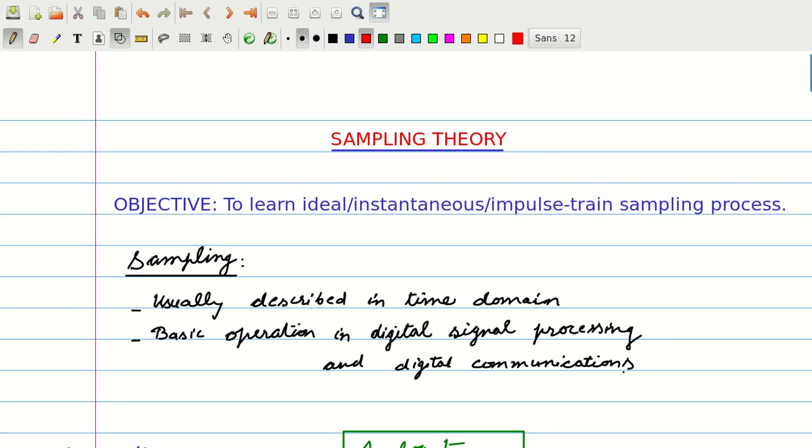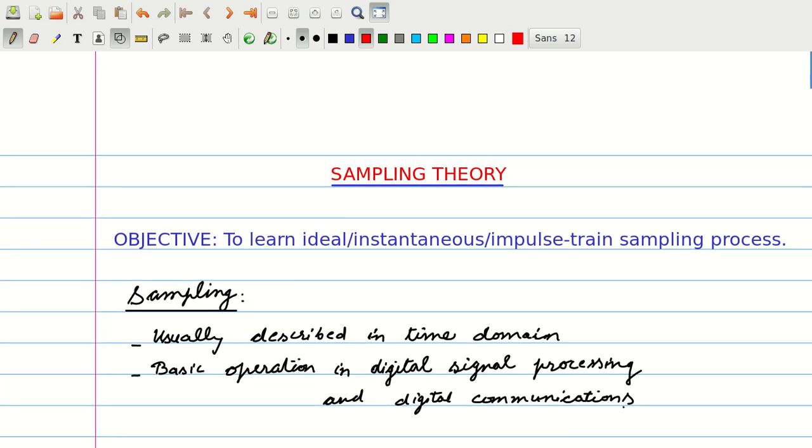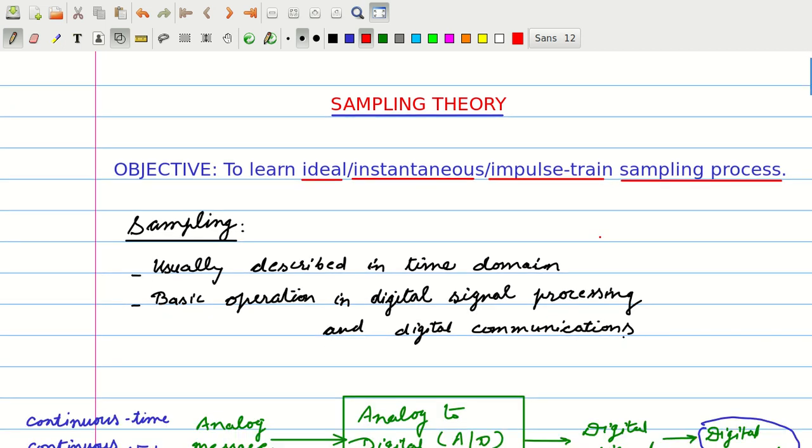Hello, in this module we will introduce the sampling theory and will learn the sampling process. Today we will discuss the ideal sampling process, which is also called the instantaneous or the impulse train sampling process. The sampling is usually described in time domain, though it is possible to think of the sampling of any continuous signal.